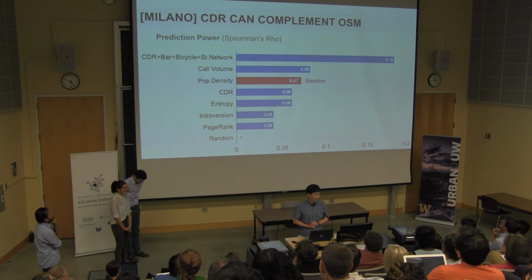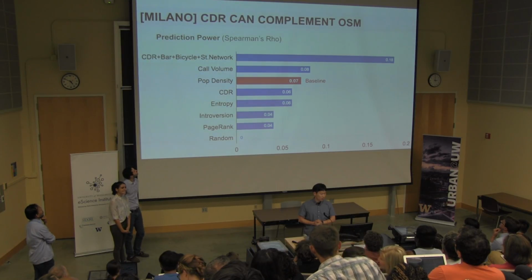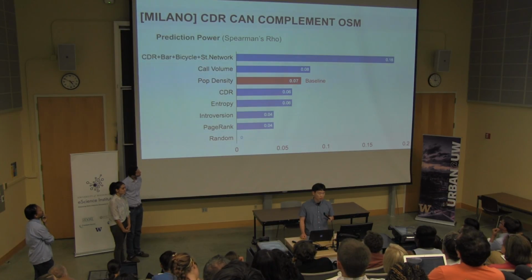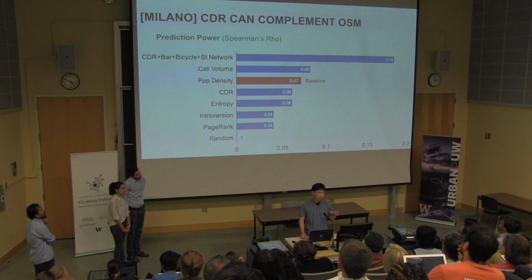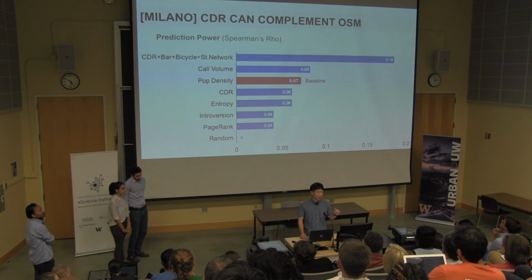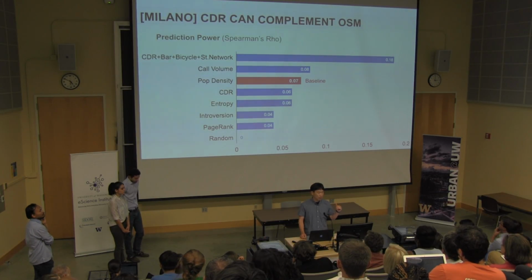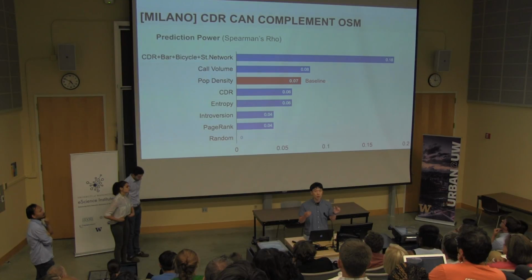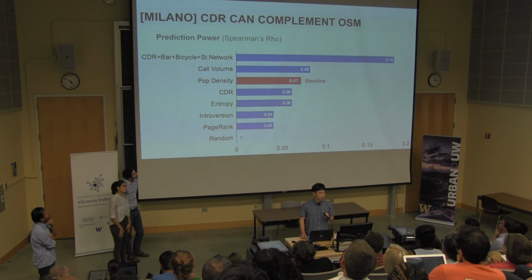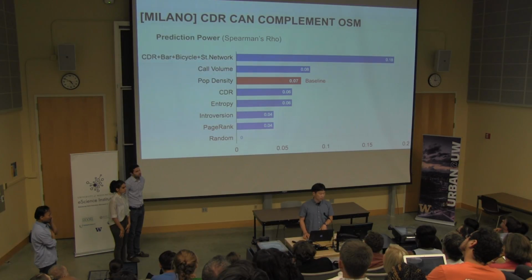Also, CDR itself is not a great predictor in the city of Milano, because the city is different from developing countries. The city is a new place to predict poverty based on CDR, and here the prediction power is below baseline. But when you combine CDR with other OSM features, the prediction power goes up by 18%. So we can say CDR can complement OSM features in predicting poverty.